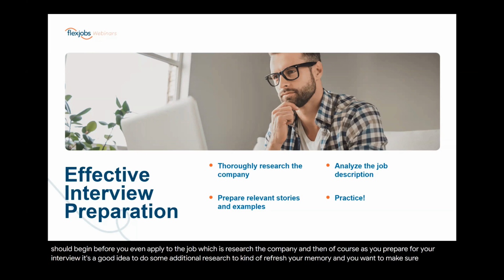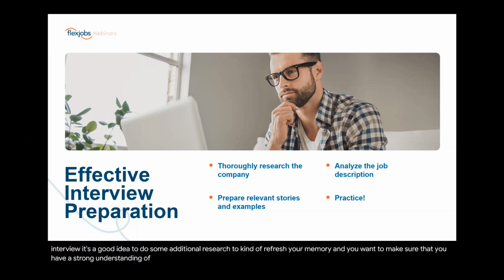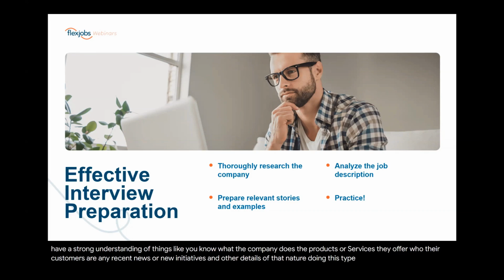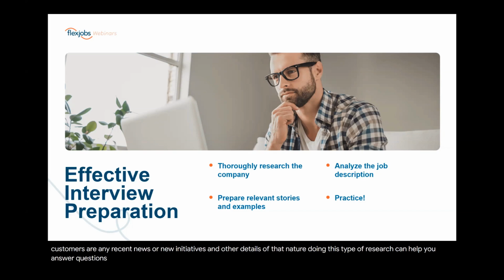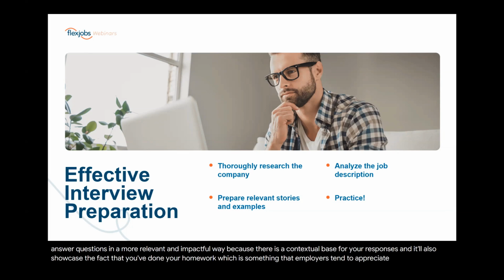And you want to make sure that you have a strong understanding of things like what the company does, the products or services they offer, who their customers are, any recent news or new initiatives, and other details of that nature. Doing this type of research can help you answer questions in a more relevant and impactful way because there is a contextual base for your responses. And it'll also showcase the fact that you've done your homework, which is something that employers tend to appreciate.